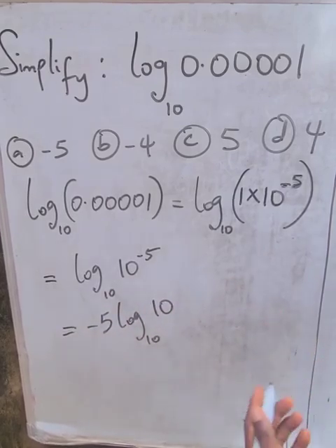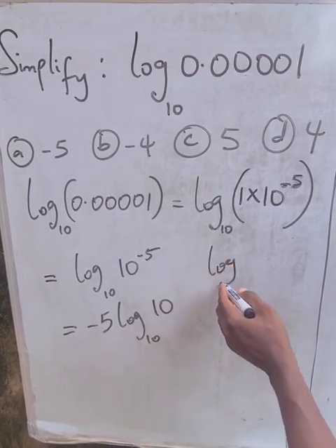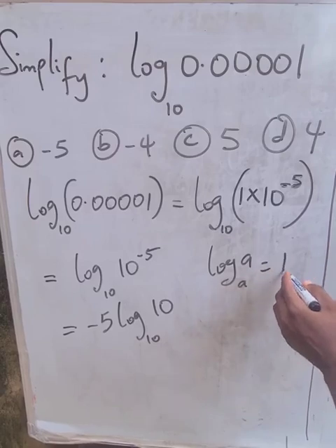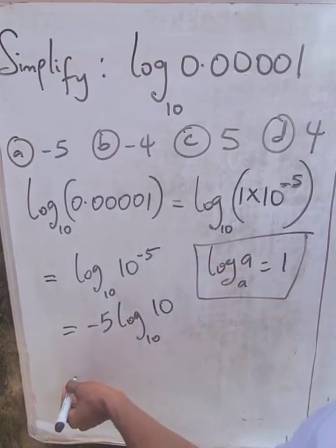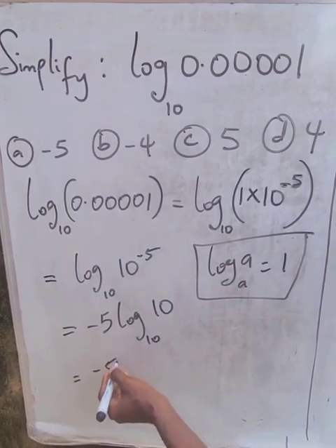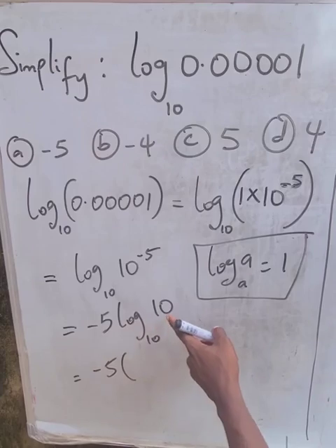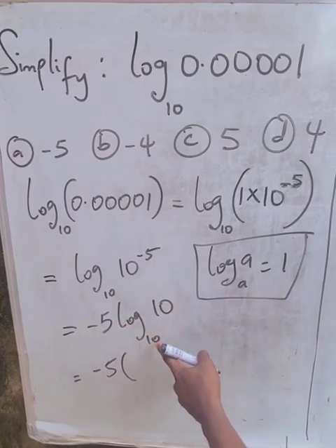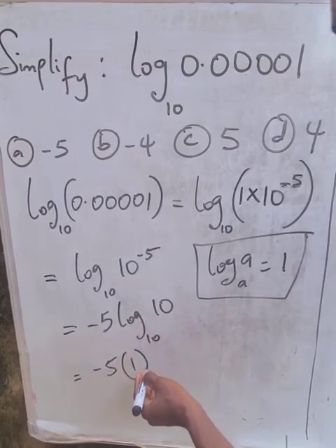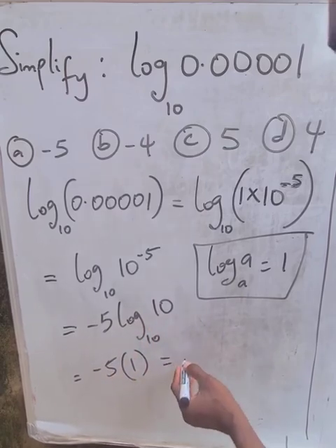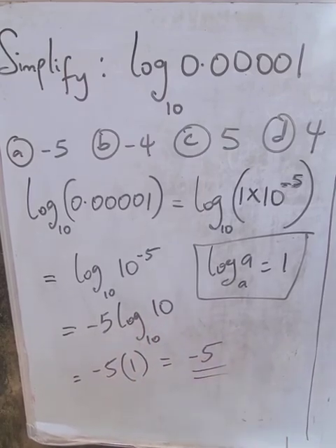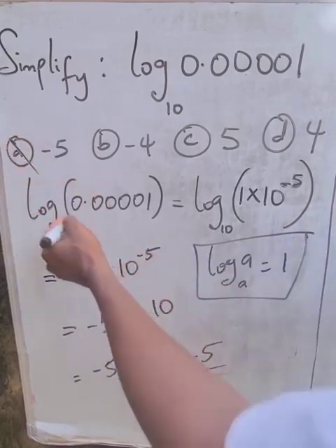And we know in logarithm that the logarithm of a number to the same base is equal to 1. Note this. So minus 5 multiplied by logarithm of 10 to base 10, which is equal to 1. So this alone is 1, and minus 5 times 1 gives you minus 5. So the solution to this problem is minus 5.